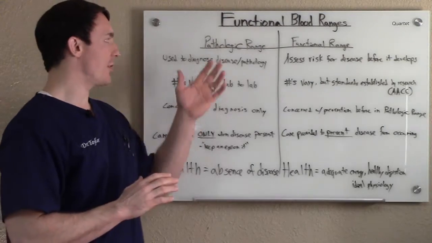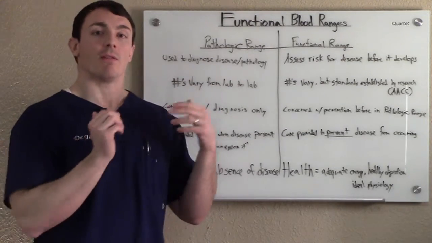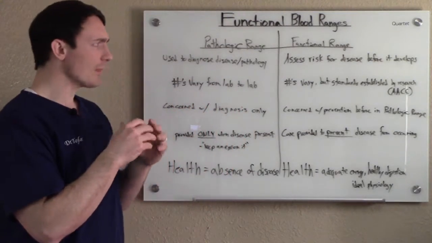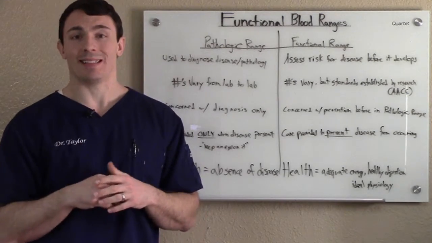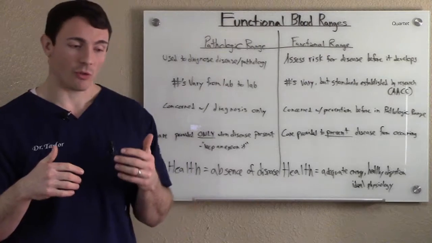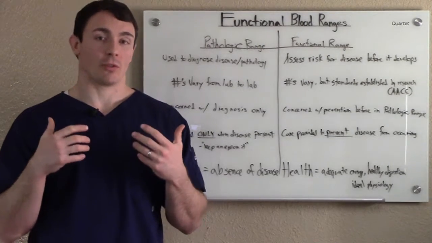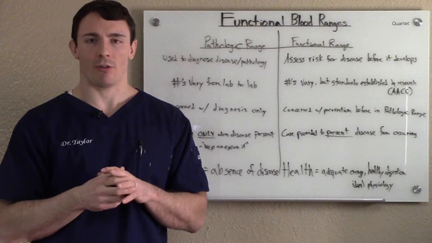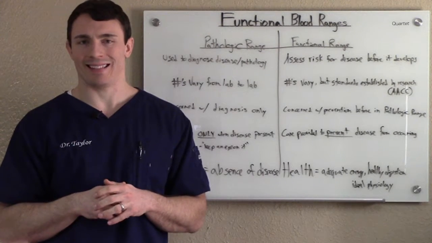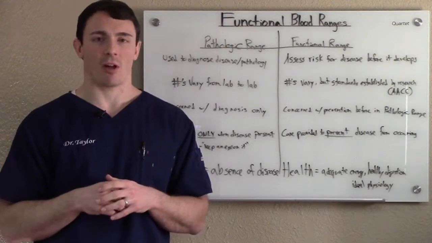So when we're looking at the two, we have pathologic range on the right, functional range on the left. Just off the bat, the pathologic range is used to diagnose disease and pathology. So when you're looking at these numbers, you're looking for disease. You're not looking for health. You're not looking to maintain health. You're looking at, is this person in disease? Do they have some underlying pathology?